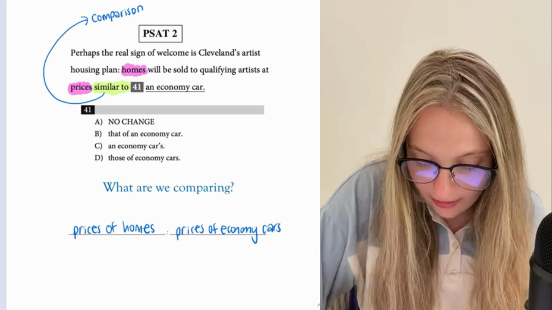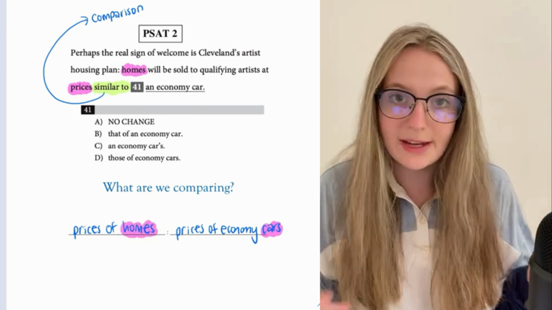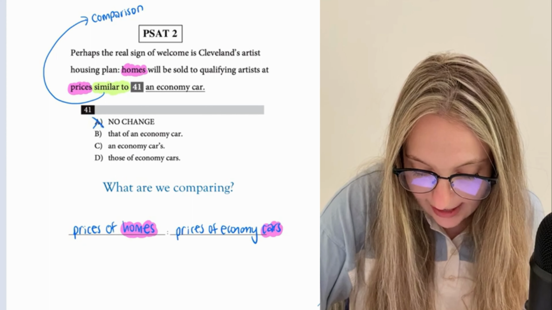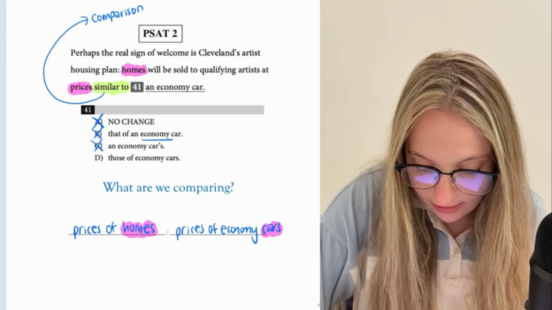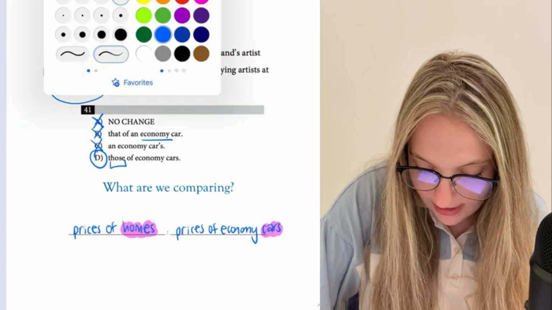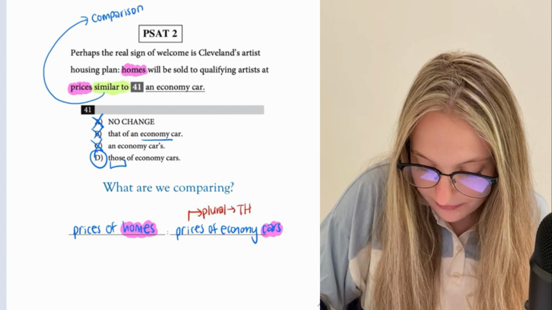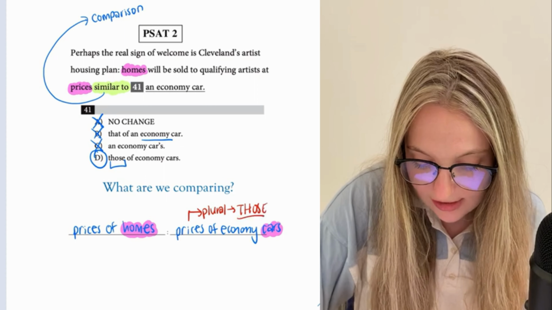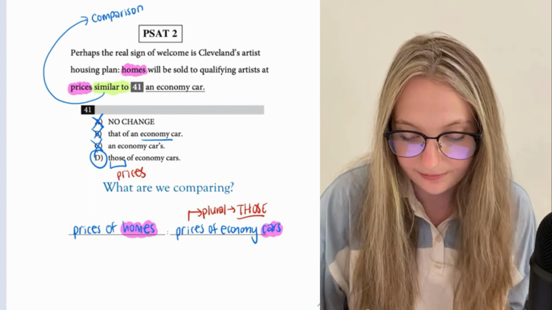And again, the reason why we know that it has to be cars is because we're talking about the prices of multiple homes. So it would only make sense to compare something plural to something that's also plural. So we can knock out choice A because that's singular. Same thing goes with B, singular. Same thing goes with C, singular. So the only choice that's plural, so prices, as we said before, that was going to be a plural word. So the pronoun we would replace that with would be those. So we're comparing prices of homes to the prices of economy cars, which is the same thing as those of economy cars because those replaces prices as the noun.